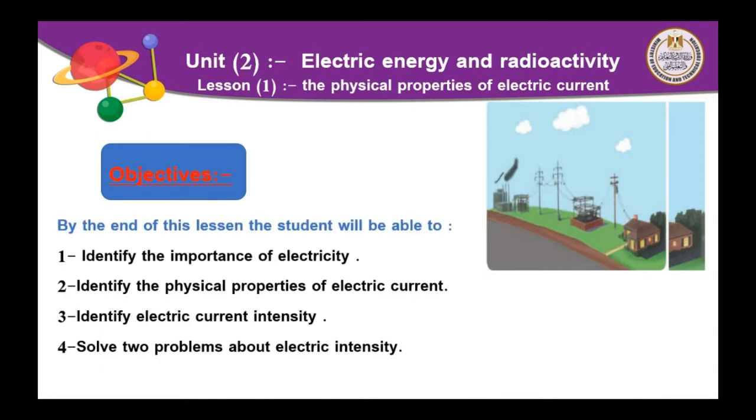Objective number 1, we must know the importance of electricity. So identify the importance of electricity. Number 2, identify the physical properties of electric current. We will talk about one of the very important physical properties of electric current, which is called electric current intensity. And we will solve some problems about electric intensity. Let's start.